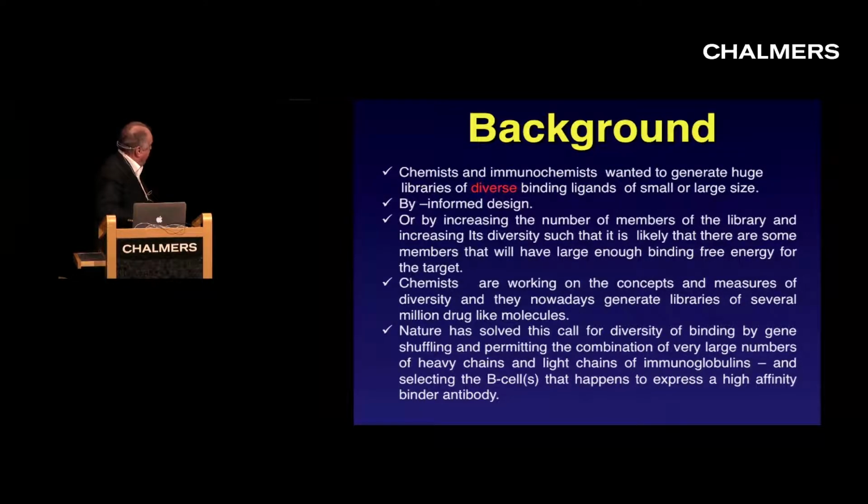Nature has solved this call for diversity in defense by a process of gene shuffling and permitting the combination of very large numbers of heavy chains and light chains of immunoglobulins, and package them in such a way that they can select. So in reality, it's a genetic diversification system, A, and B, a packaging exercise, evolution, that allows you to select that. And we tend to have about 100 million antibodies in our bodies.